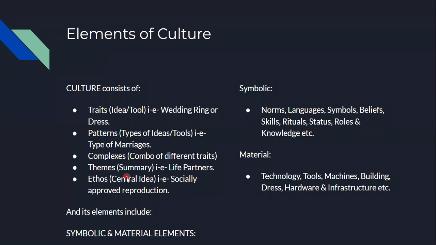Now we come to themes. A theme is like the summary of all these traits and complexes. For example, what is the conclusion we can draw from the type of marriage? It is having socially and legally approved life partners. So this is what marriage is.